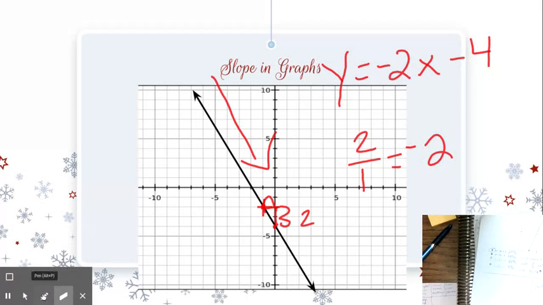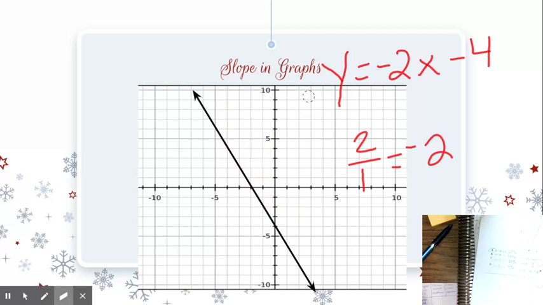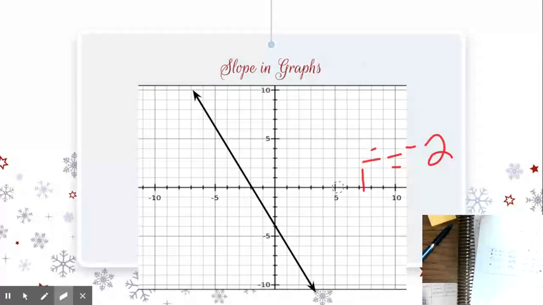And one thing that you might want to do is keep counting. I go up 2 and over 1. And if I keep going up 2 and over 1 and I hit the line every time, then that's the correct slope. Okay, so that's your graphs. Up and then over, up and then over, up and then over, that's slope. And the y-intercept is where it crosses the y-axis, the one that goes up and down.